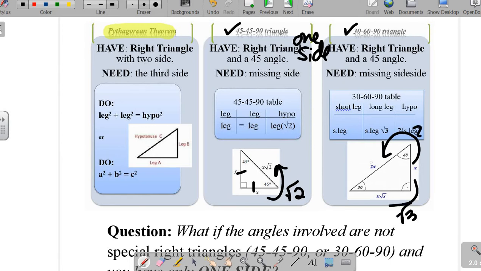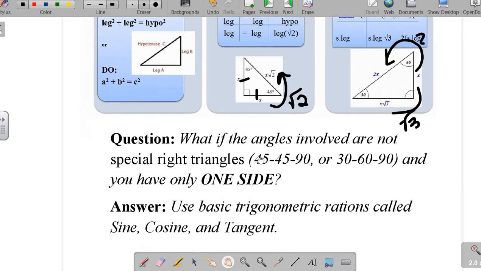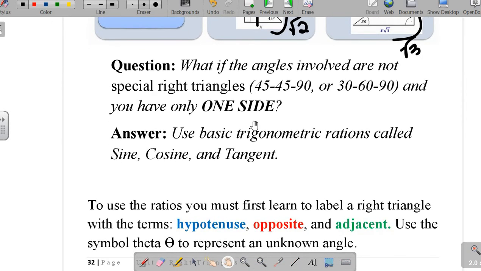But that's only 30-60-90. Here's the question we're asking ourselves today. What if the angles involved are not special right triangles and you still only have one side? The answer to this is what we call trigonometric ratios. And the names of those ratios are sine, cosine, and tangent.